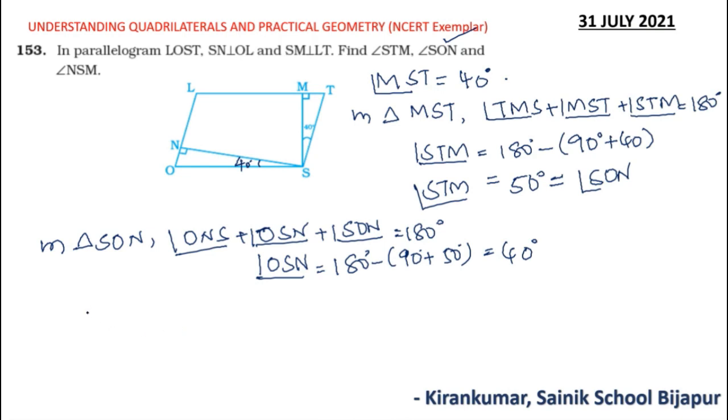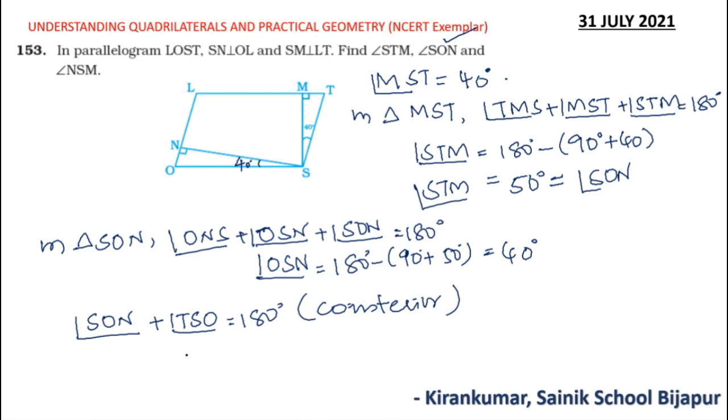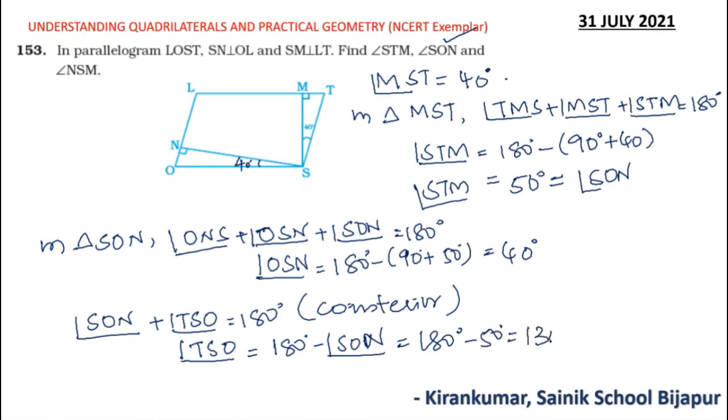Since it is a parallelogram, we have angle SON added to the angle TSO will be equal to 180 degree because they are adjacent angles, they are co-interior. Therefore, angle TSO will be equal to, let me first subtract, this will become 180 minus angle SON which is 50, it will be 130.